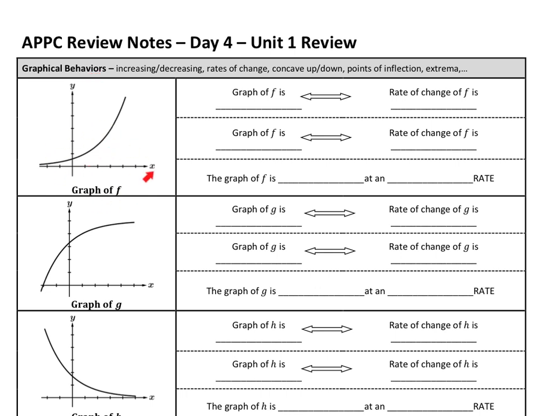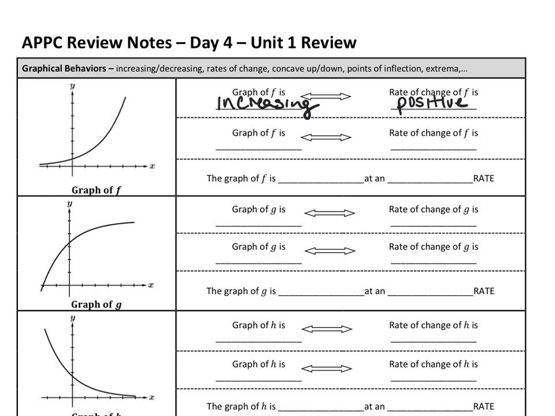Looking at f, is this function increasing or decreasing? Increasing. So the graph of f is increasing. Why is it increasing? It's going up. Since it's going up, that means the rate of change of f is positive. Same way a linear function would have a positive rate of change if that line goes up. Same thing for a curve. Its rate of change, the average rate of change in particular, is positive.